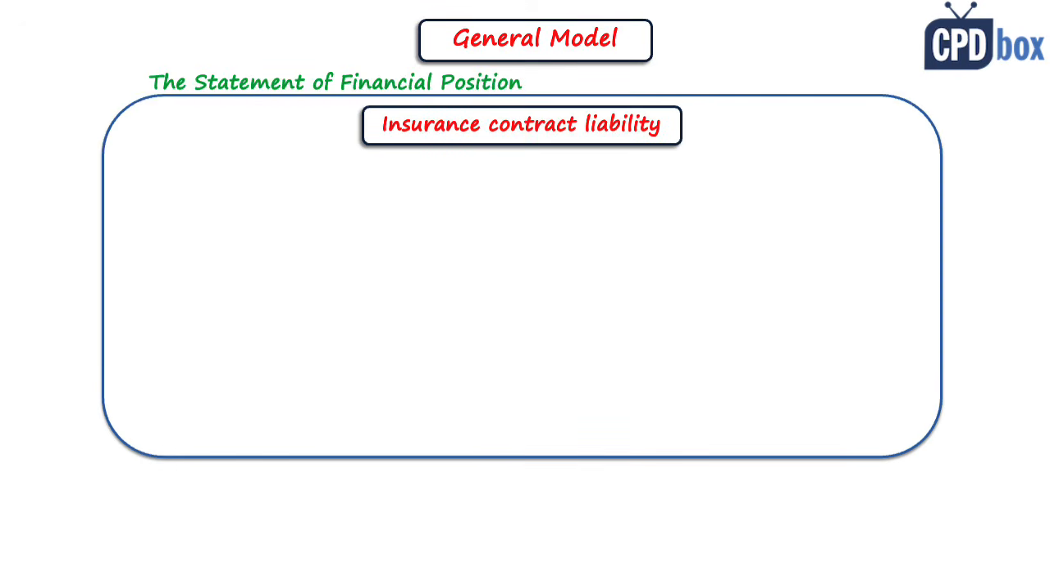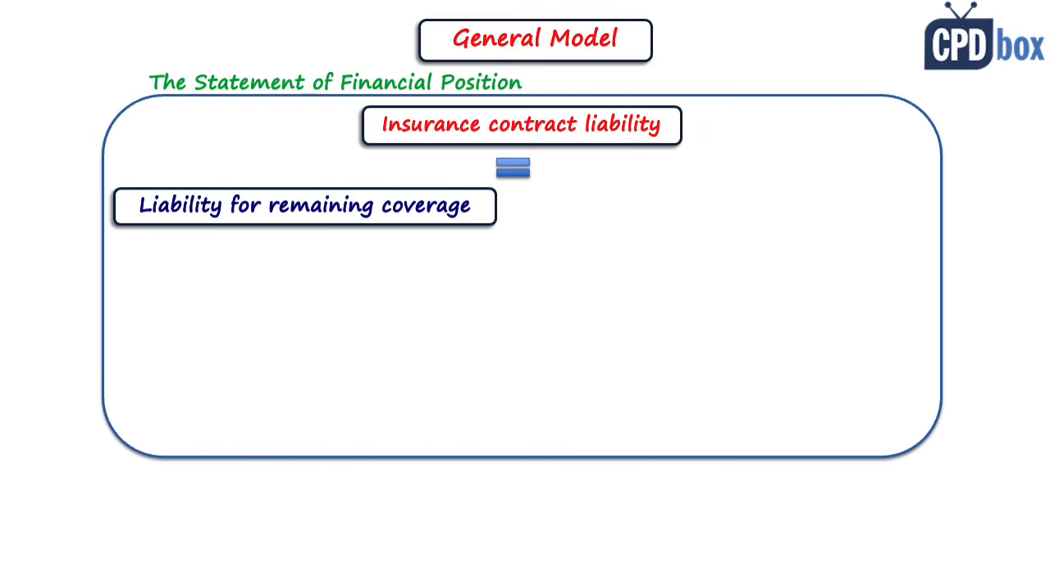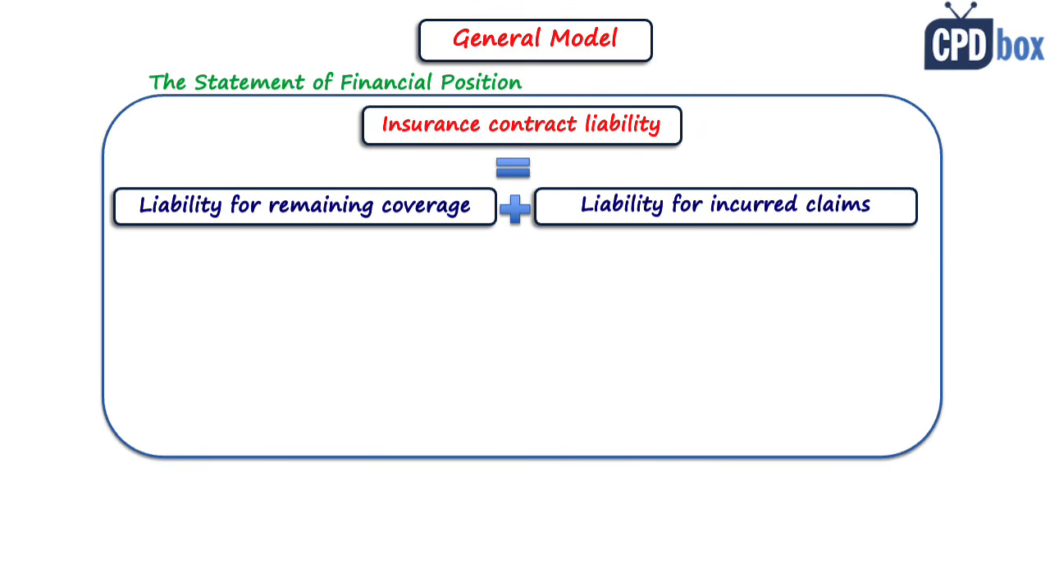So the primary question here is, what are you going to show in the statement of financial position in relation to the group of insurance contracts? In short, one single amount, insurance contracts liability, sometimes asset. At any given time, that liability equals the sum of 2 components, liability for the remaining coverage and liability for incurred claims.